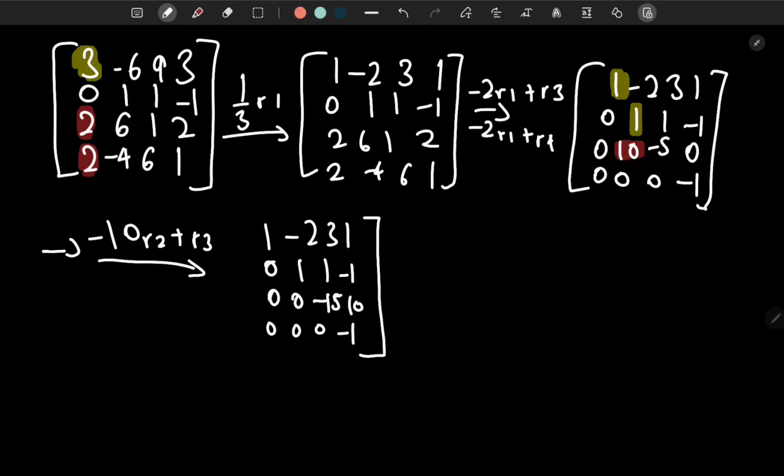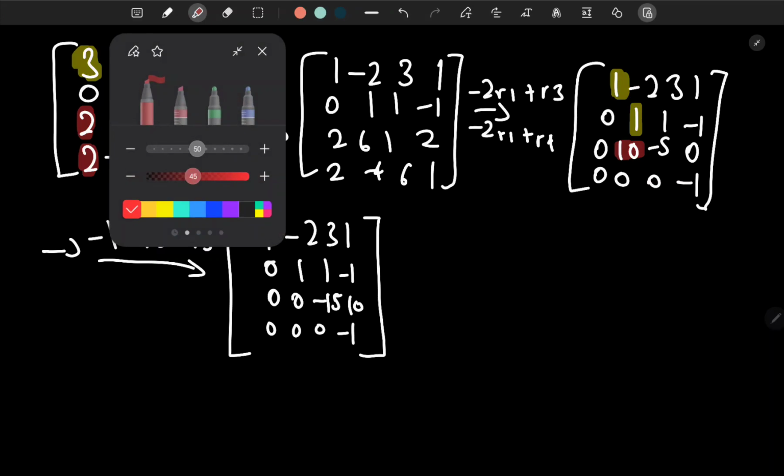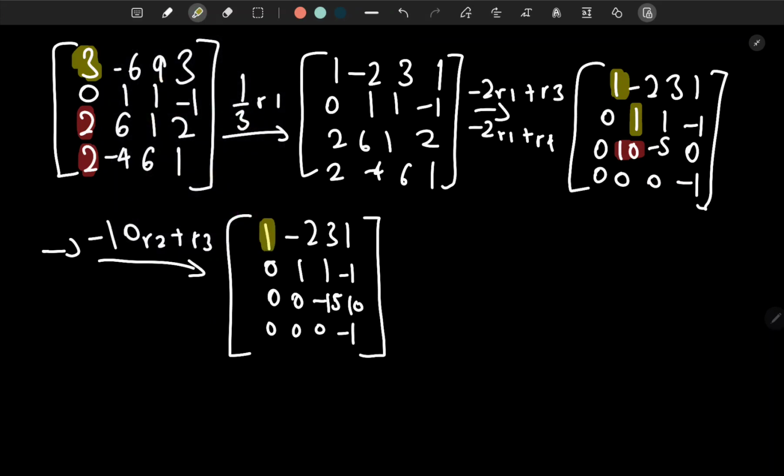And now if you look for the pivots and see if we have RREF form, this is the first pivot, second pivot, third pivot, fourth pivot, and we don't have any values below it. So that's all for this video. If you would like me to do more examples on REF, I'll be more than glad to make the video.